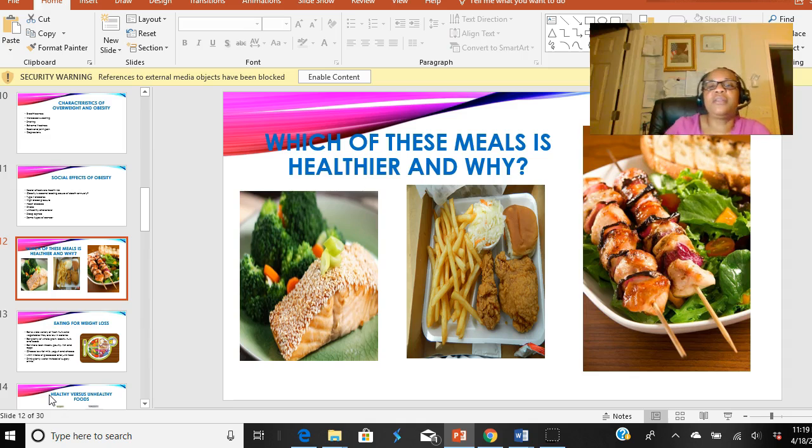Now, which of these meals is healthier and why? When we look at the three meals, the one on the extreme left is baked fish with broccoli and carrots. Then we have the one in the middle. I think this would be very tasty. This is fried chicken with fries and some coleslaw and a roll. And then the other one is some grilled kebabs with what seems like bread and some vegetables.